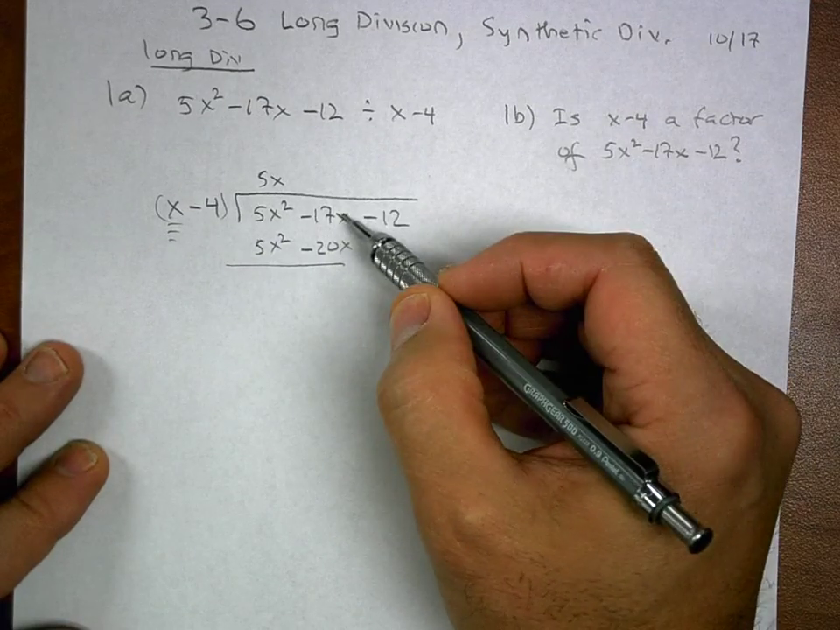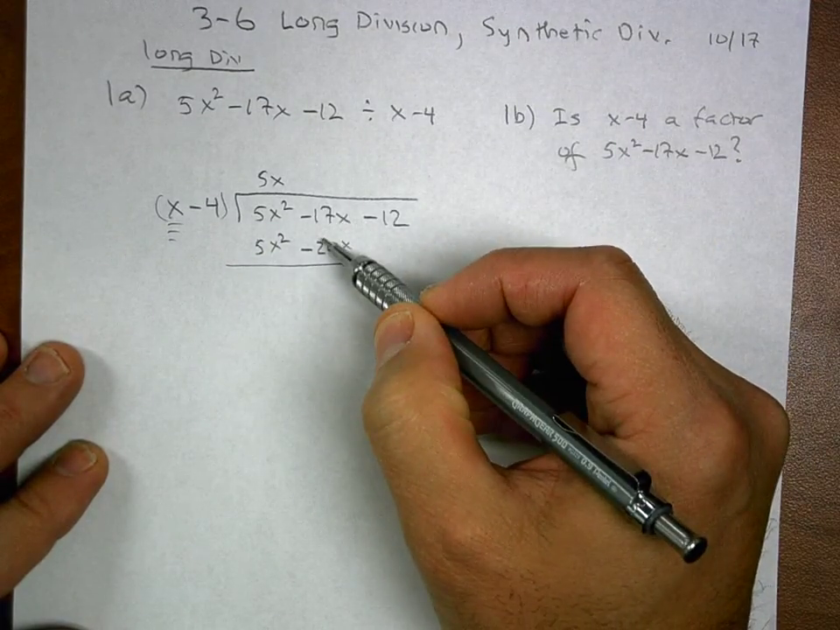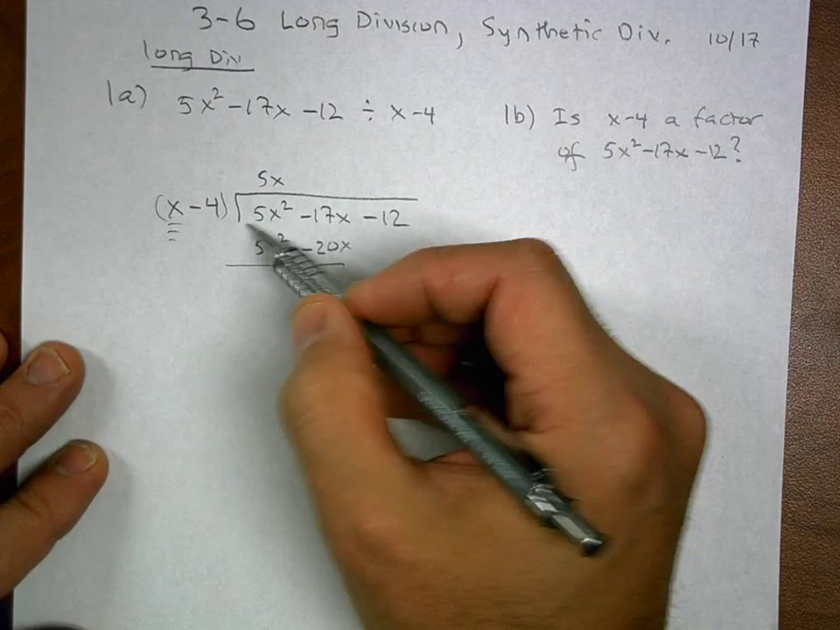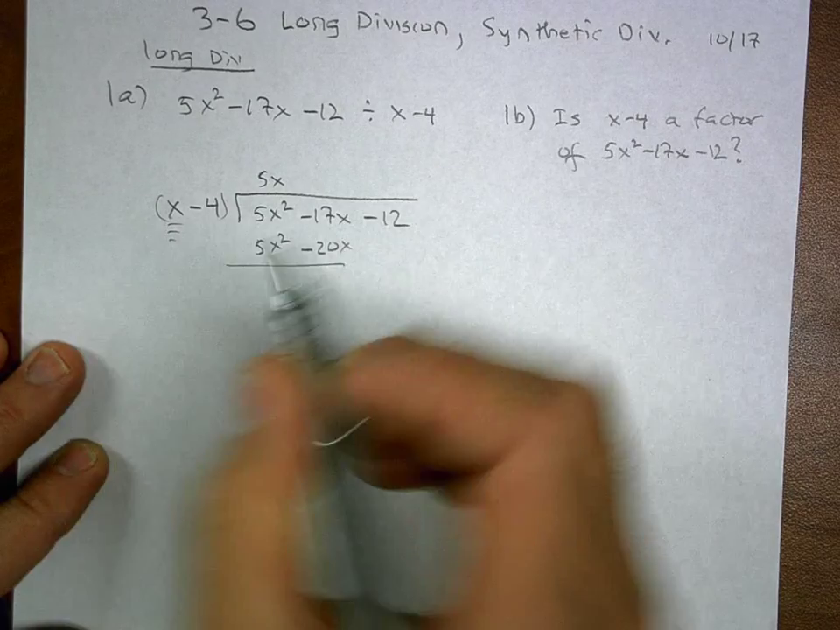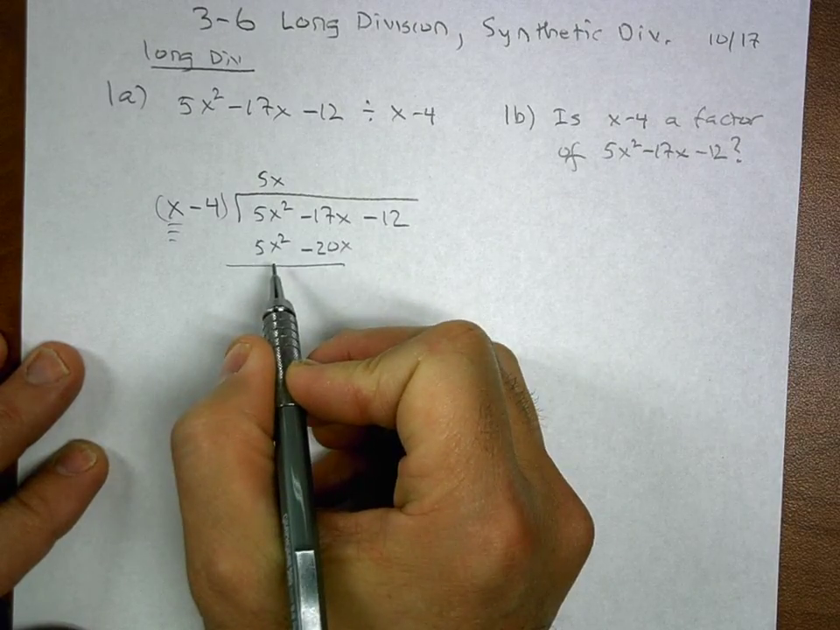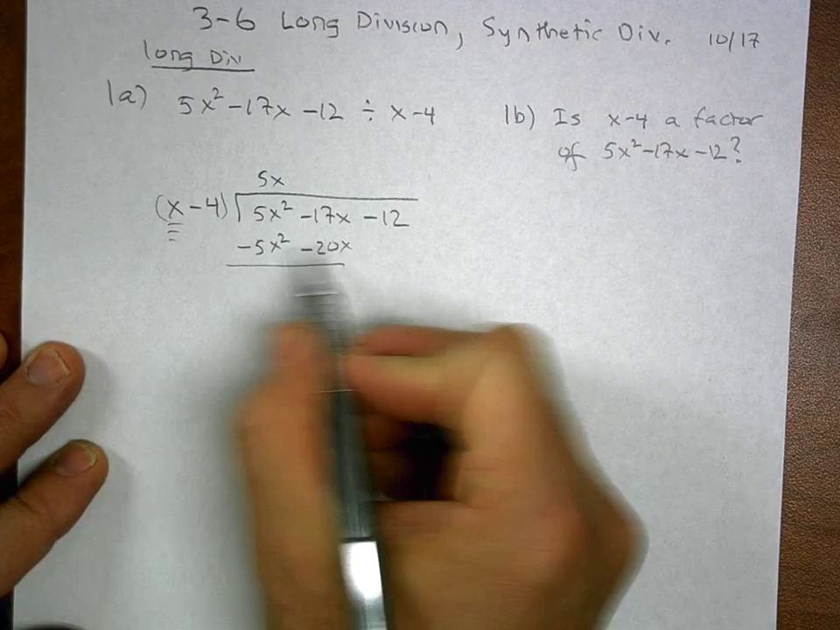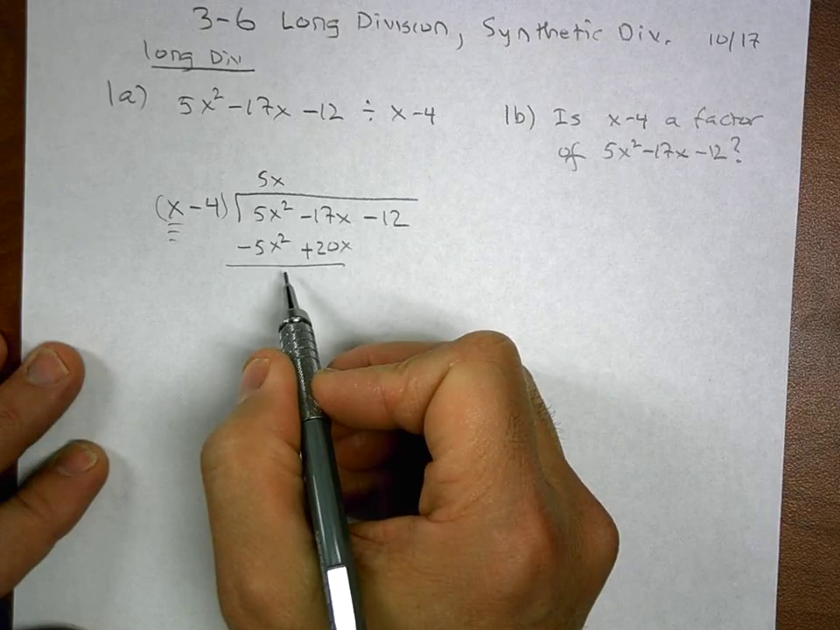Okay? So, I mean, you could think about it. If you have -17x minus -20x, well, what's minus a negative? Positive, right? And if you have 5x squared minus 5x squared, that gives you 0. So we can change these signs and then add. It's the same thing. Just makes it easier to look at. So I'm going to change the sign. So this becomes minus. This becomes plus.